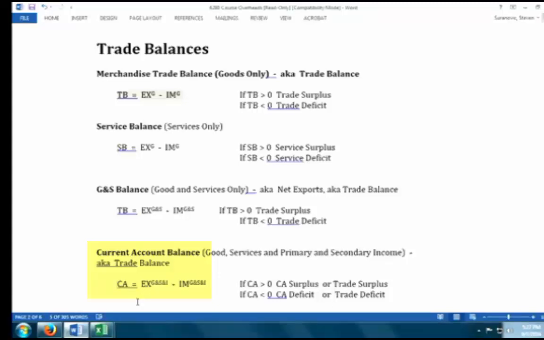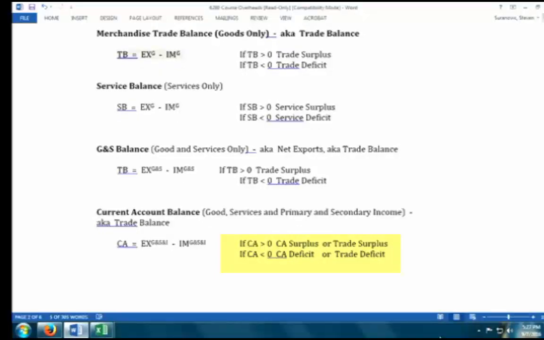Okay, but the current account is equal to the exports of goods and services and income, that's the G and S and I, minus the imports of goods and services and income, where income is both primary income and secondary income. And if the current account is greater than zero, we should say we have a current account surplus, but we might say we have a trade surplus. And if the current account balance is less than zero, we could say we have a current account deficit, but we might say we have a trade deficit.